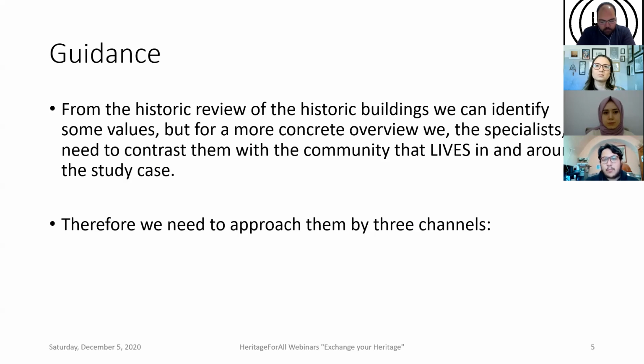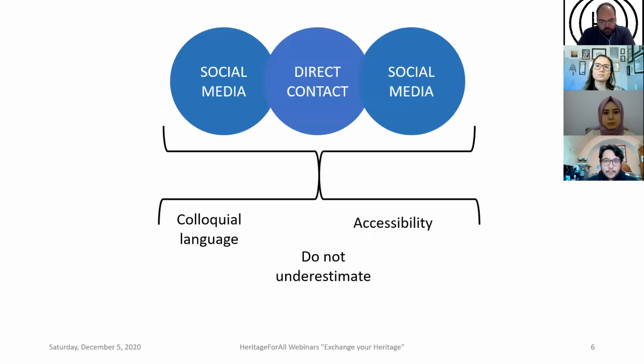And therefore, we need to approach them by three channels: social media, and direct contact. I put social media two times because we now have to talk about not only the social media that is going within the walls of these types of heritage. We also talk about the social media outside the walls, inside the world of the internet.